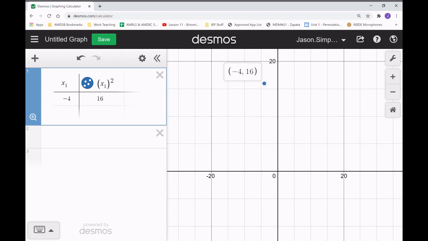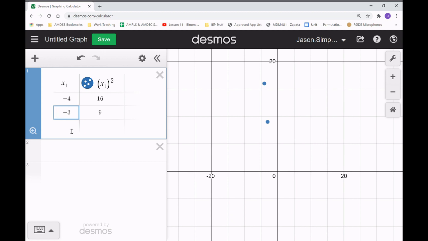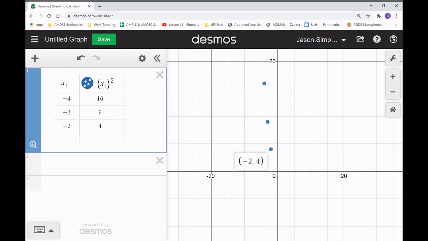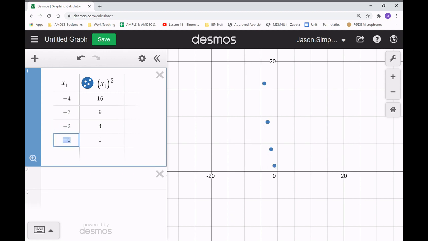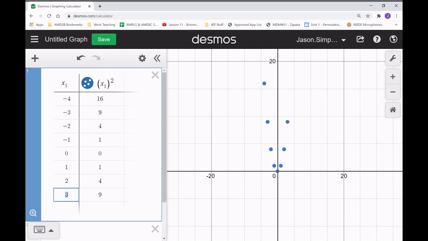So now let's create the rest of the points. Let's go up by 1. So -3 gets plotted. Yeah, that's good. Now let's plot -2. And now that Desmos has a pattern for the x's that we're using, all we have to do is hit enter, and it will create the other spots. And now you'll notice what's happening with my graph. My graph is literally swooping down and swooping up.